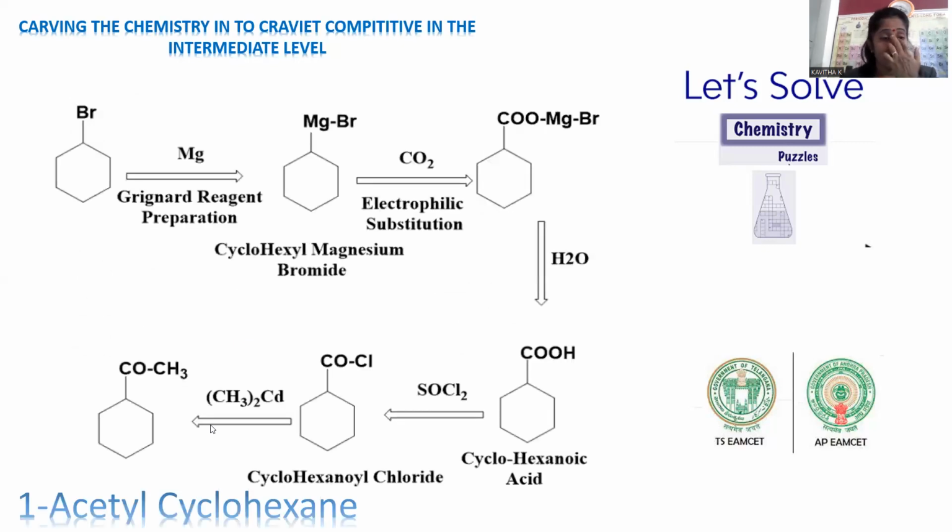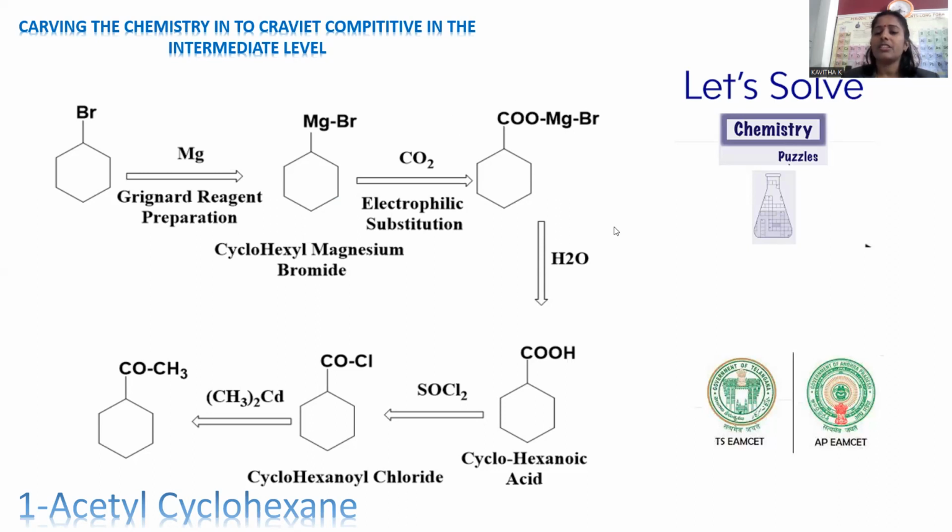Let's see the sequence of the reactions. Initially, cyclohexyl bromide is treated with magnesium in the presence of dry ether. This is the reaction for the Grignard reagent RMgX. Simply, cyclohexyl magnesium bromide, which is simply called the RMgX Grignard reagent. This Grignard reagent is now treated with carbon dioxide. Since the metal-carbon bond is polar, carbon dioxide is readily inserted in between, so that we will get the ester, and magnesium ester formation is possible.